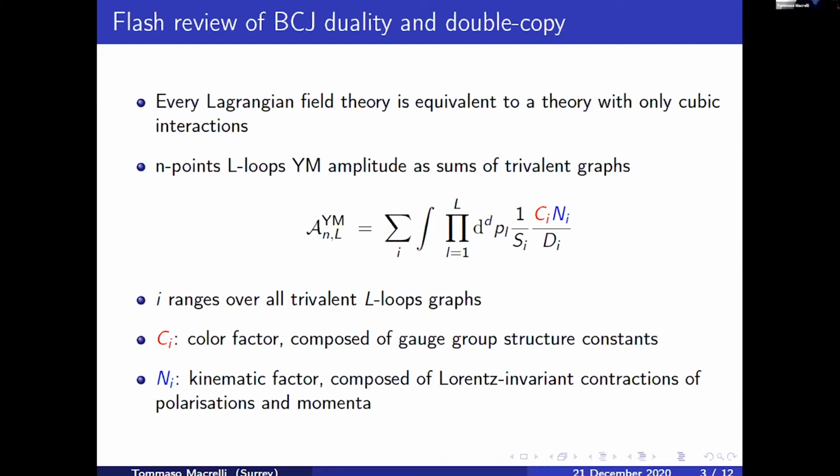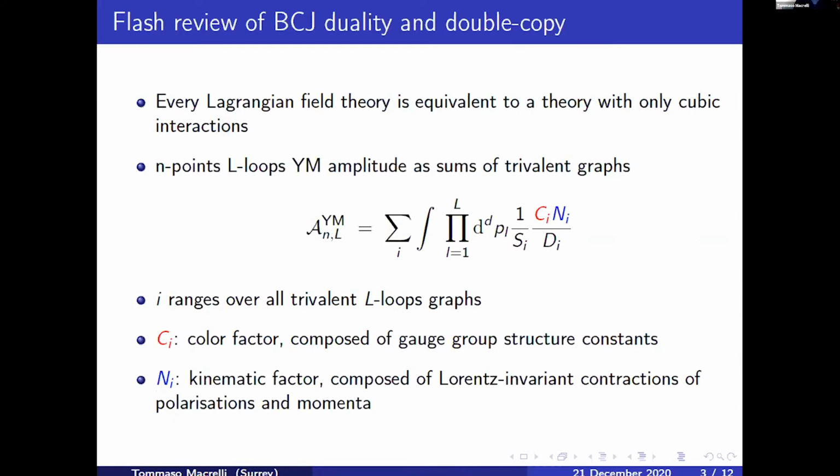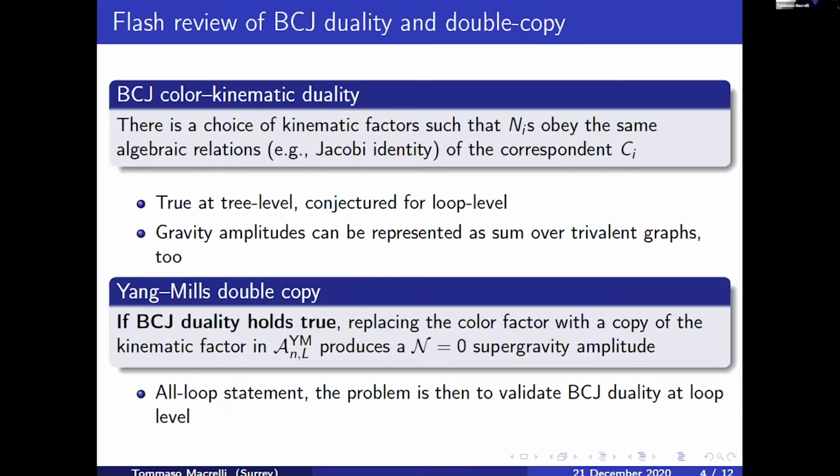Now, there is some ambiguity in the choice of kinematic factor, and this is at the heart of the following statement, the BCJ color-kinematic duality. There is a choice in this formula of kinematic factors such that they obey the same algebraic relations as the corresponding color factors. For example, if the color factor satisfies the Jacobi identity, then the kinematic factor will satisfy the Jacobi identity too. This is proven to be true at tree level, but only conjectured at loop level.